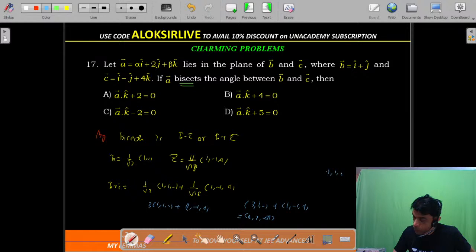So b plus c did not give you the answer, right? So maybe you can check b minus c now, and you will find that b minus c will of course be working. 4 2 4 is there. So this is actually 2 1 2. Be careful about the mistakes.